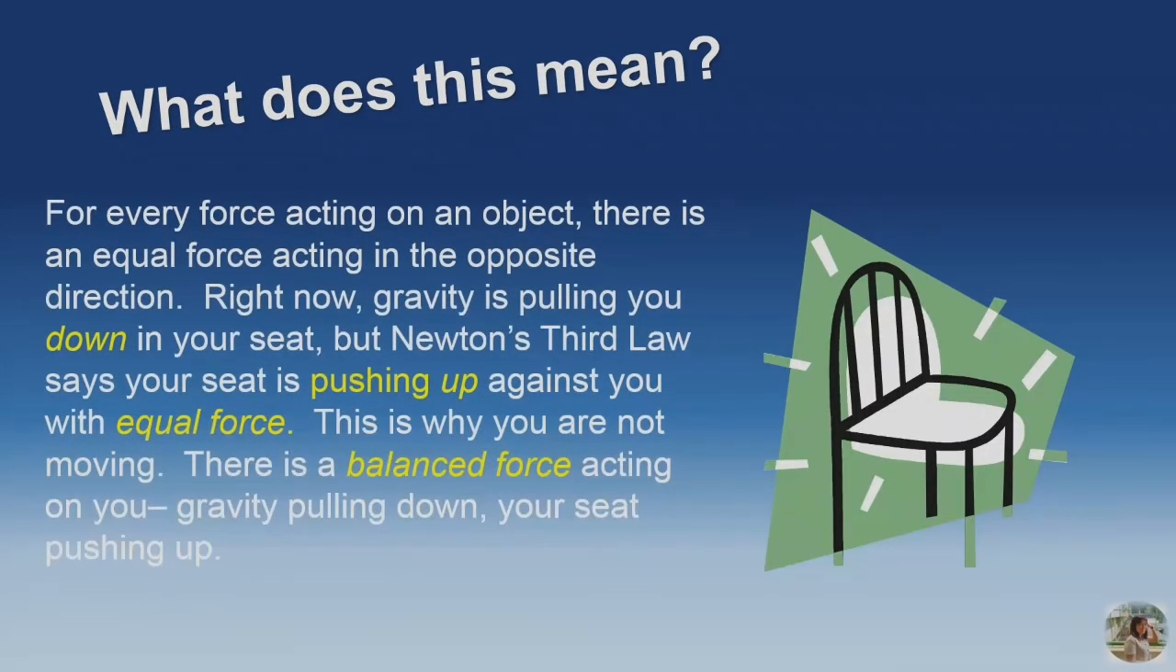What does this mean? For every force acting on an object, there is an equal force acting in the opposite direction. Right now, gravity is pulling you down in your seat, but Newton's third law of motion says your seat is pushing up against you with equal force. This is why you are not moving. There is a balanced force acting on you: gravity pulling down, and your seat pushing up.